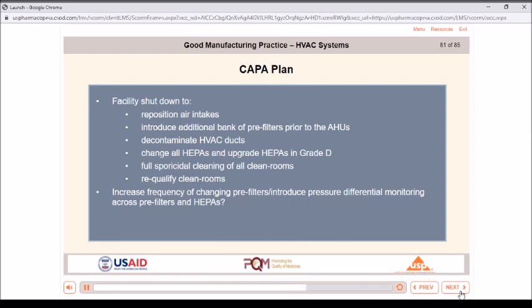Consideration was also given to increasing the frequency with which the pre-filters are changed to provide greater protection to the HEPAs. This was introduced as a temporary measure until the construction project was finished. Consideration could also have been given to the introduction of monitoring the differential pressures across the pre-filters and the HEPAs in order to give an early warning of blockage, but it was not considered a high priority at the time of the investigation.